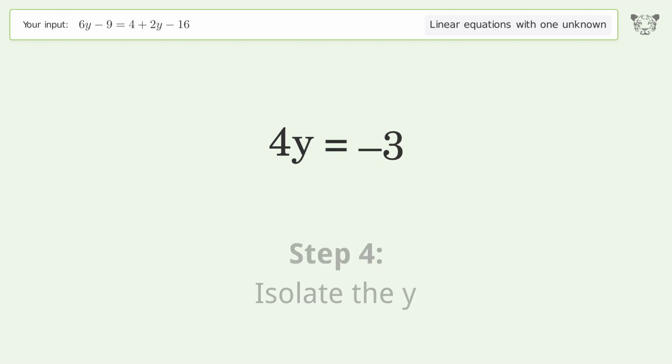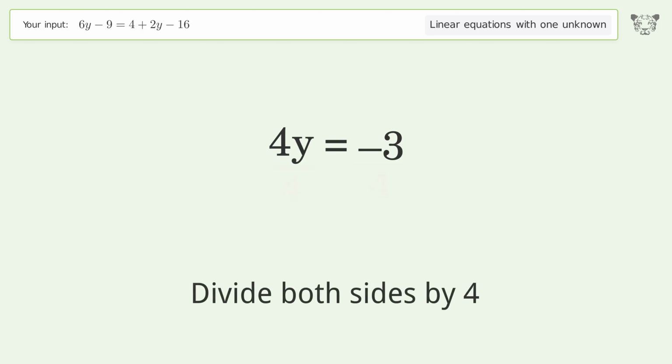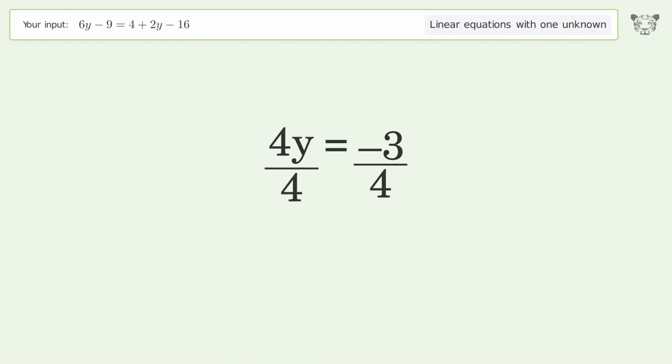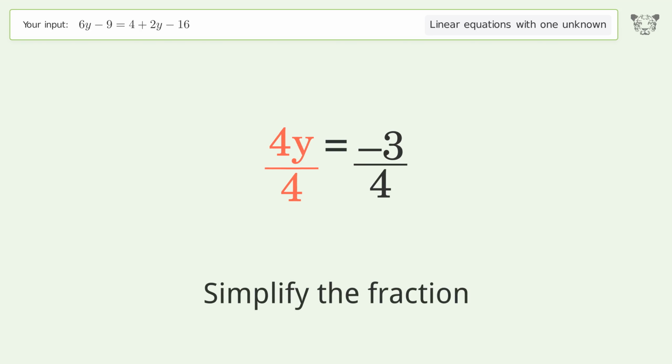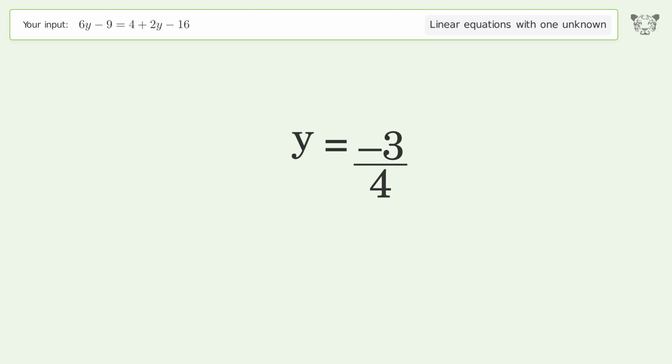Isolate the y. Divide both sides by 4. Simplify the fraction. And so the final result is y equals -3/4.